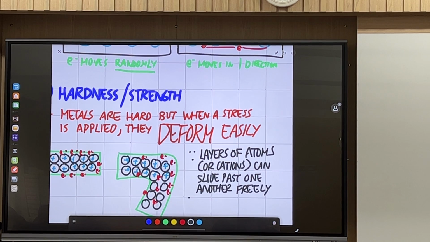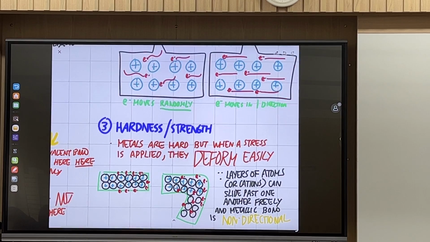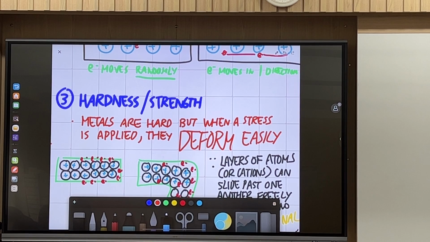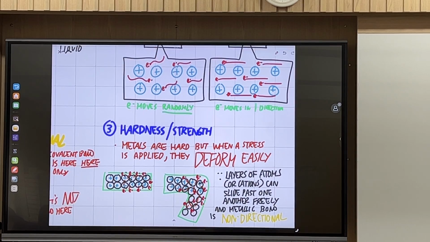So therefore, that metallic bond is non-directional. So it doesn't break easily. Instead it deforms. It changes shape. So a metallic bond, the keyword is non-directional. You see it was here, and it is still here. It exists everywhere inside the structure. It won't be because the layers of atoms have shifted slightly that the metallic bond is broken.